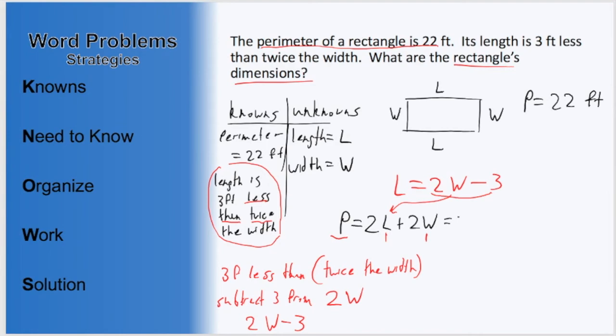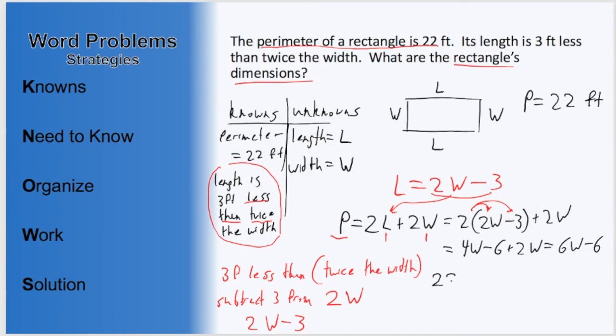Plugging that in, we get 2 times, substituting this value for L, then plus 2W. Distributing this 2 will give us 4W minus 6 plus 2W. And putting it all together, we get 6W minus 6. We're down to one equation with only one unknown, the W. So let's substitute our value for the perimeter in and do the work.